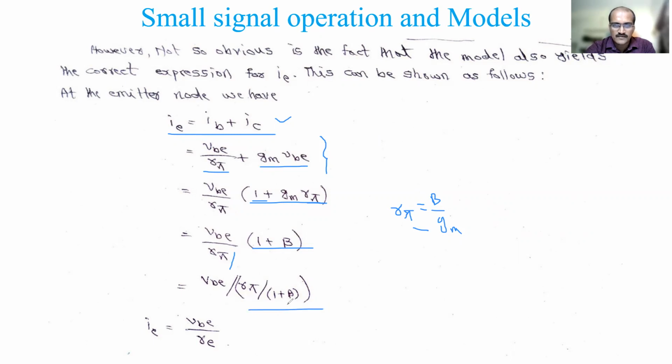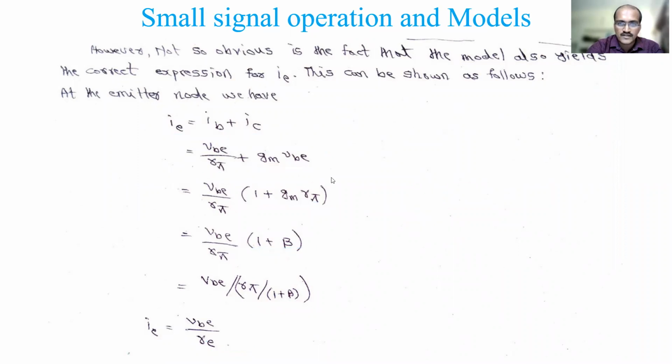So what is r_pi by 1 plus beta? Again, you know this relation, right? r_pi is given as re into 1 plus beta, that relation between r_pi and re. From that, r_pi by 1 plus beta is re. So this is your IE current now, VBE by RE. On the input side I am substituting IE as VBE by RE.